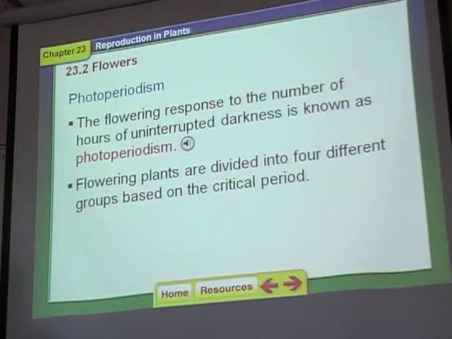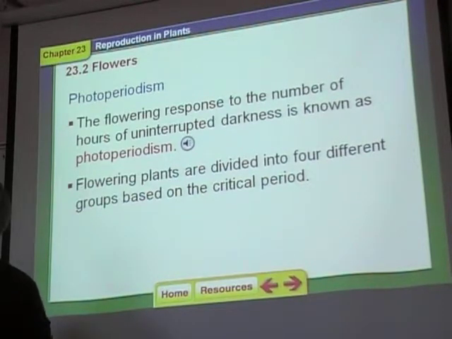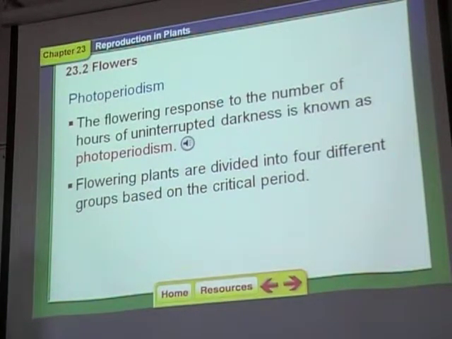Photoperiodism. It's something called photoperiodism. Photoperiodism is a way that plants know when it's spring, when it's time to flower. Now, not all plants flower in the spring. Some plants flower in the fall or winter, but most flower in the spring and summer. And the deal is, plants look at how many hours of daylight there is. And this is called photoperiodism.